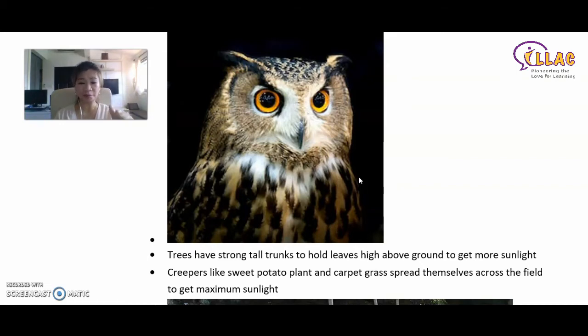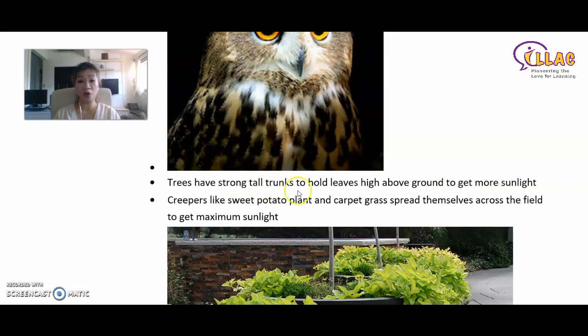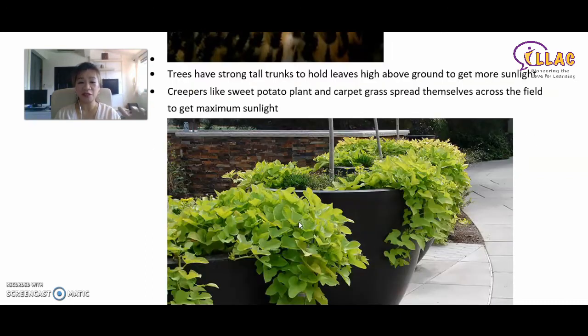They hunt at night. Trees can have very strong, tall trunks to hold leaves all the way up high above ground to get more sunlight. Creepers like the sweet potato plant and carpet grass spread themselves across the field to get maximum sunlight. So these are creepers.